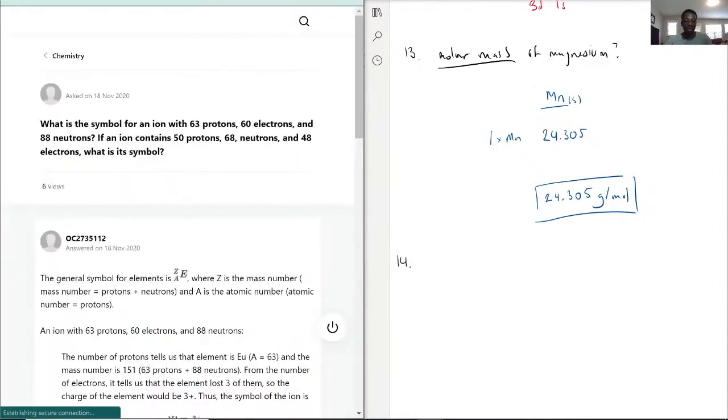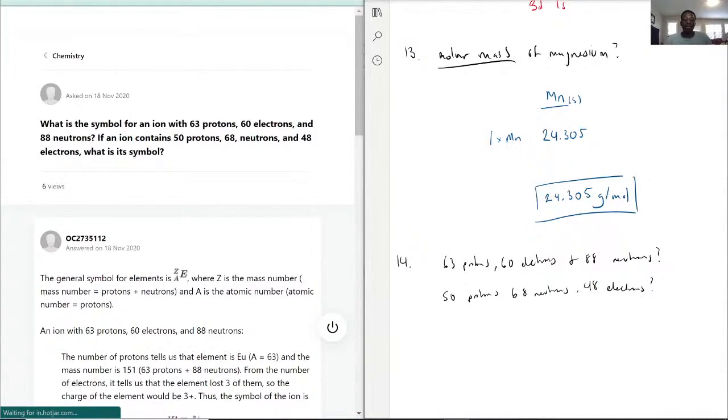Question 14. What is the symbol for an ion with 63 protons, 60 electrons, and 88 neutrons? And then 50 protons, 68 neutrons, and 48 electrons. What is the symbol?